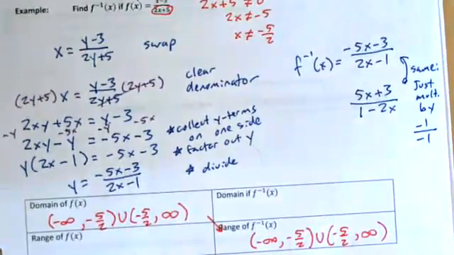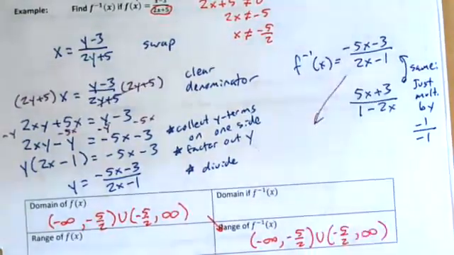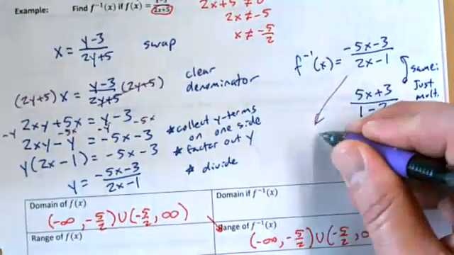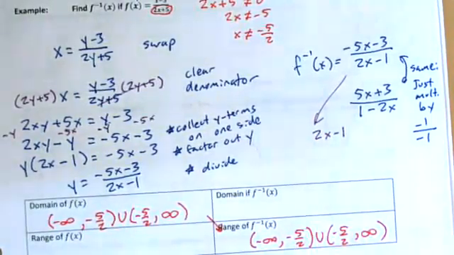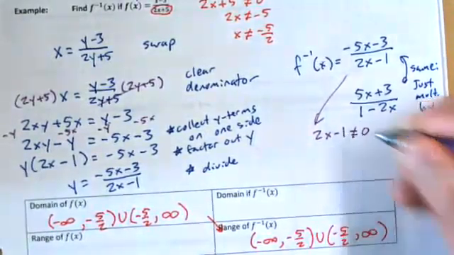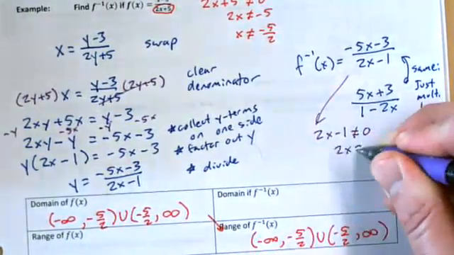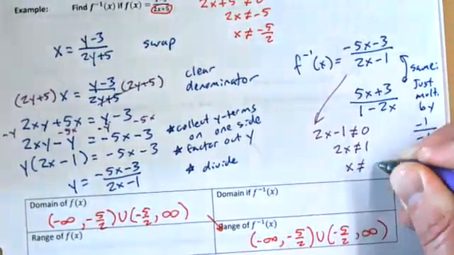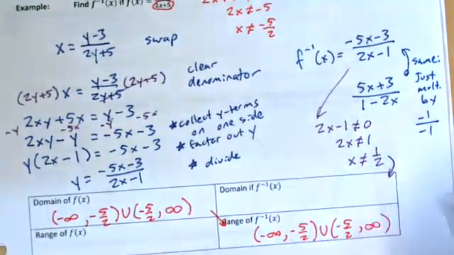We said we were trying to find the range of the original function. So let's talk about the domain of our inverse. So our inverse is here. To find my domain, I'm going to have to take my denominator, which is now 2x minus 1, and apply the restriction to it. It's the denominator of a fraction, so it must be not equal to 0. Couple steps of algebra to get x by itself. And that's going to give us our domain for that inverse.